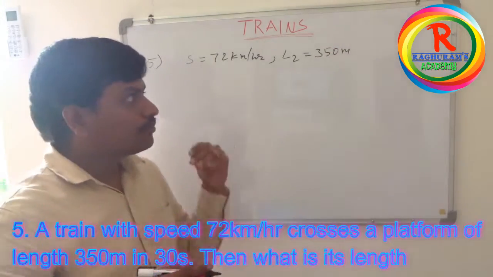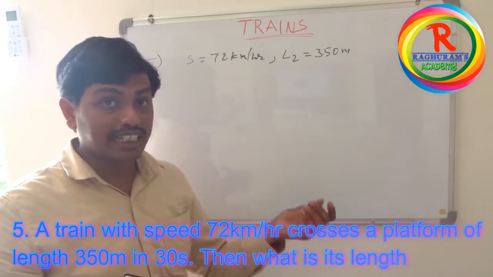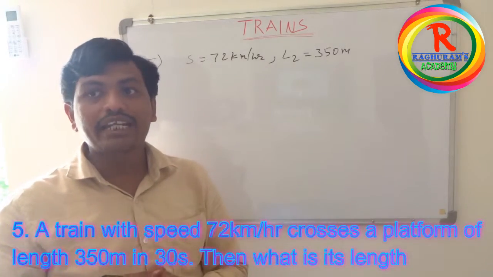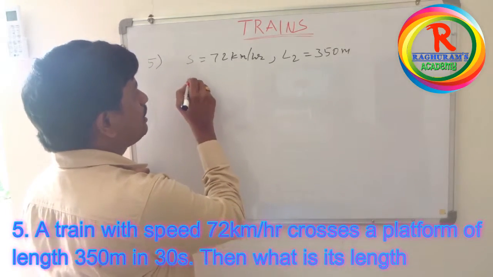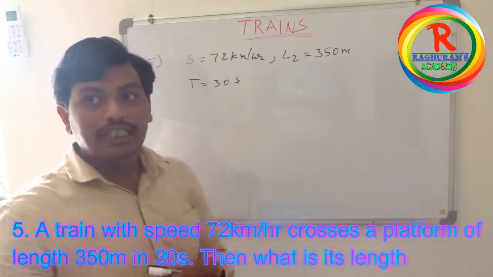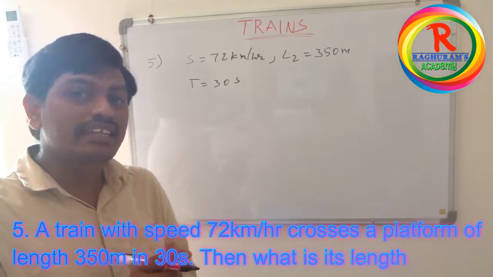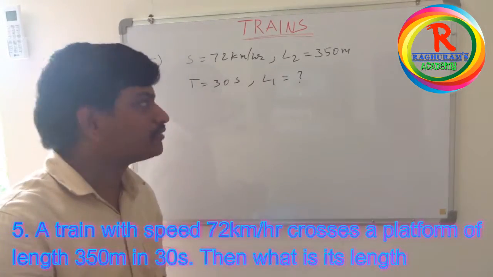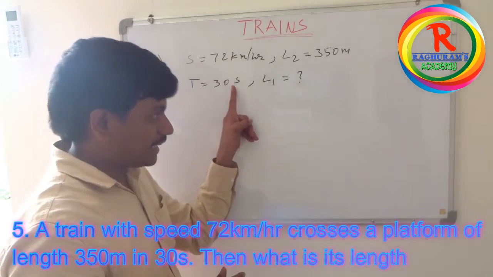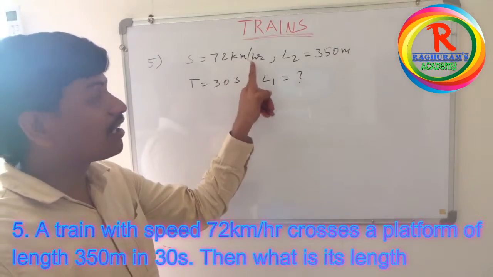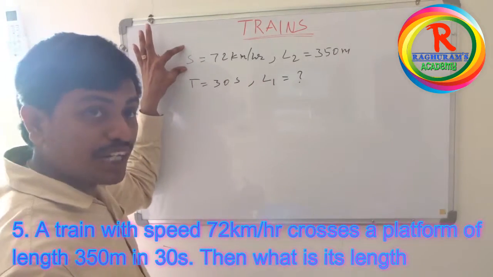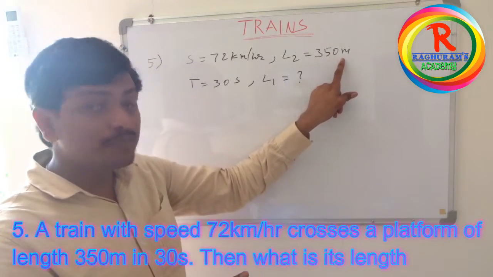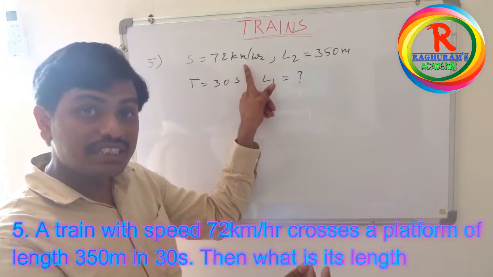So platform length, or second train length, or tunnel length, we take it as L2. Always remember that. And it crosses in 30 seconds, that is, time is 30 seconds. And what is the length of the train? The length of the train, we take it as L1. We need to find it. Here in this case, time is given in seconds and speed is in kilometers per hour. So what do we need? We have to change the speed into meters per second. The length of the platform is also given in meters, so speed must be converted to meters per second.